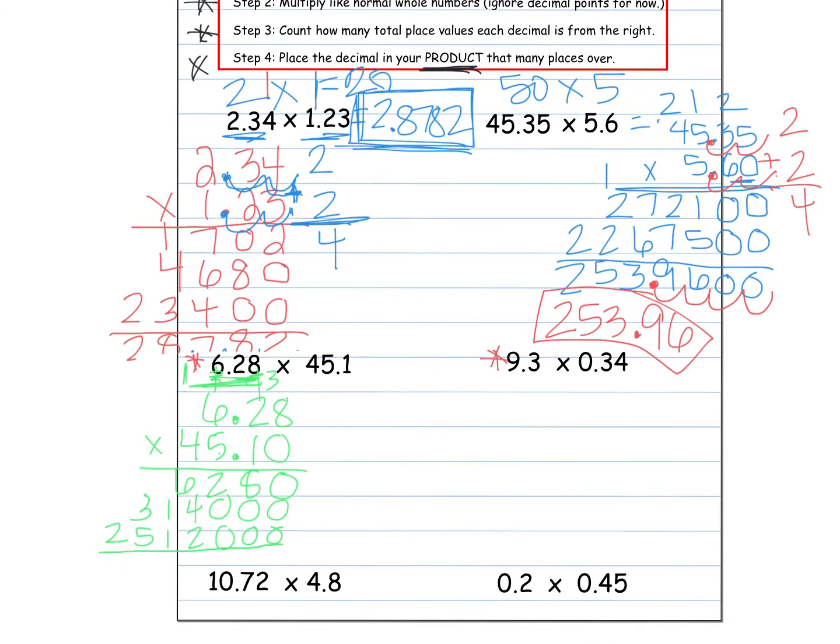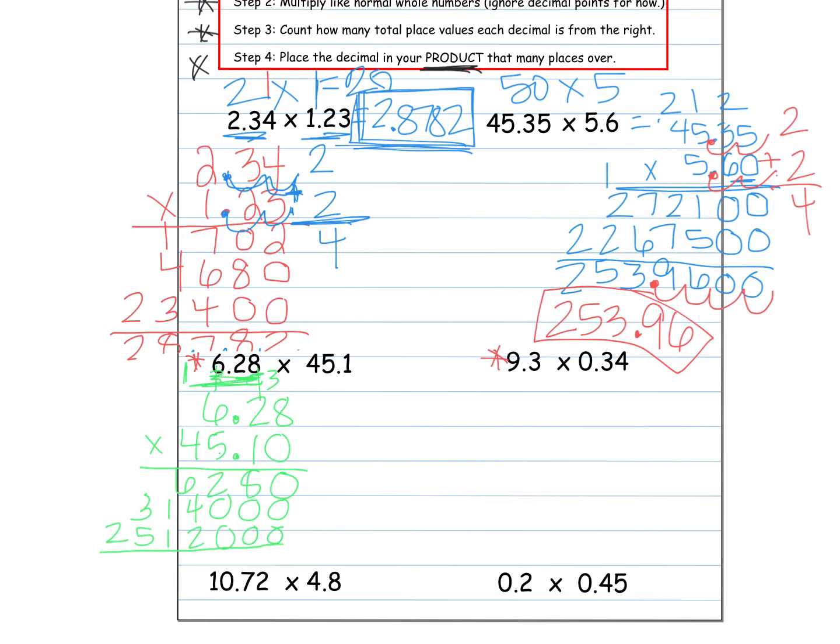Okay, so I'm going to add these together. 0, 8, 2. 6 plus 4 is 10. Plus 2 is 12. And then 3, 8, 2. I'm going to go 2 in like that, and then 2. So 2 plus 2, 4 total. 1, 2, 3, 4. So my answer is 283 and 228 thousandths.